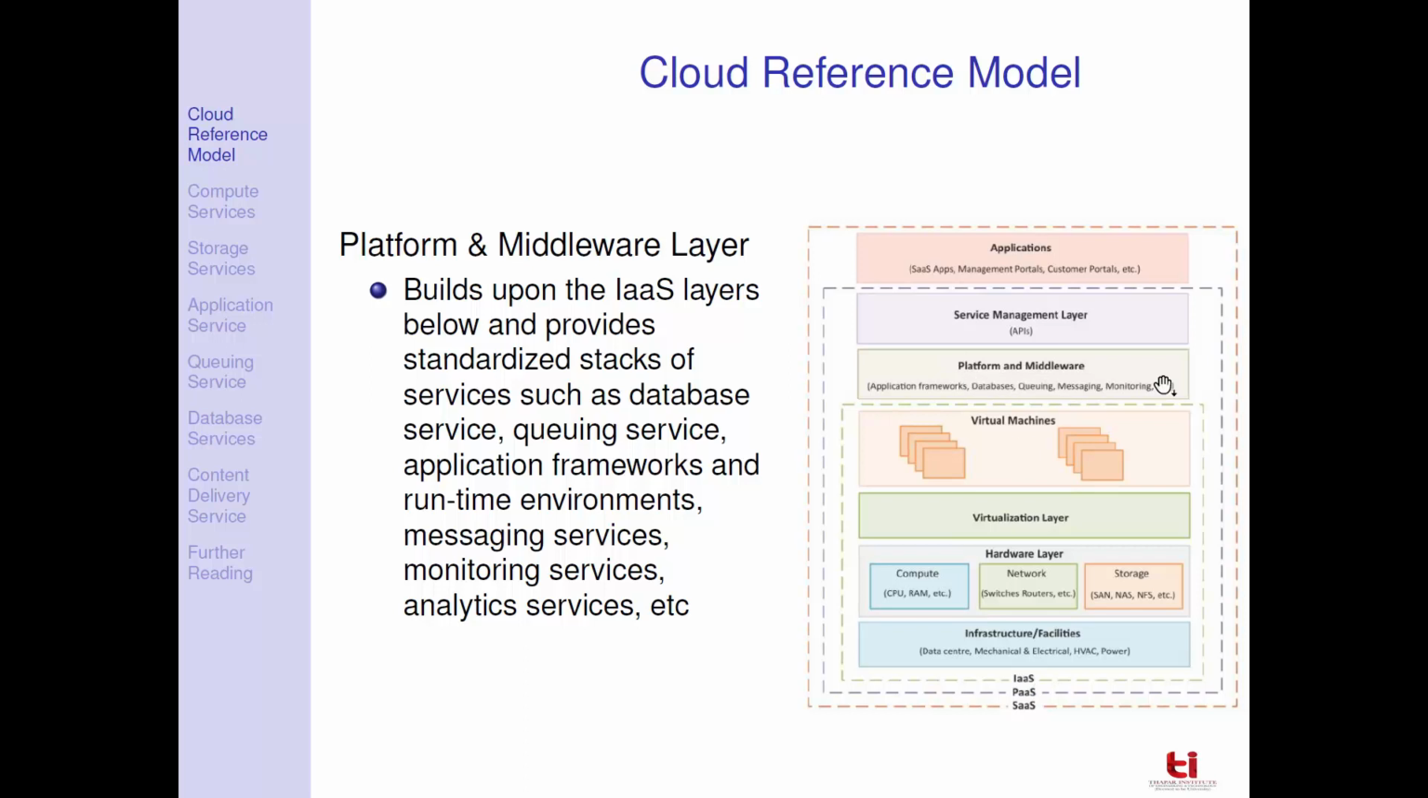The platform and middleware layer provides a standardized stack of services such as a database service. An example of a database service would be Amazon Relational Database, and a queuing service. Amazon's Simple Queue Service is an example of this kind of service. Now, application framework and runtime environment, a very popular one, Google App Engine, is an example of this kind of environment. Then messaging service, monitoring service, analytics service, etc. We'll look at these in detail in coming lectures.